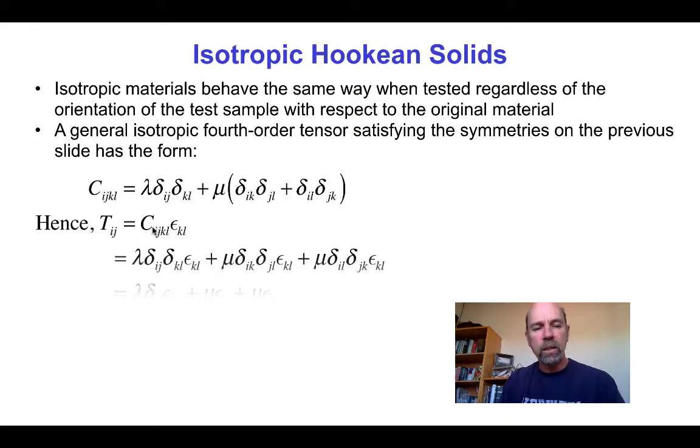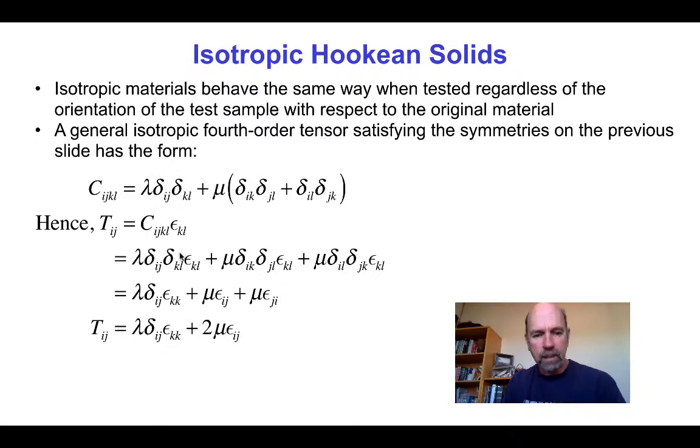And hence, Tij equals Cijkl epsilon kl simplifies to lambda times delta ij times delta kl times epsilon kl plus mu times delta ik times delta jl times epsilon kl plus mu times delta il times delta jk times epsilon kl, which further simplifies. So this becomes lambda times delta ij times delta kl epsilon kl, which turns the l in epsilon into a k. This delta turns epsilon kl into epsilon kk. Here, delta ik and delta jl turn epsilon kl into epsilon ij, so we get mu epsilon ij. And here, delta il delta jk turn epsilon kl into epsilon ji.